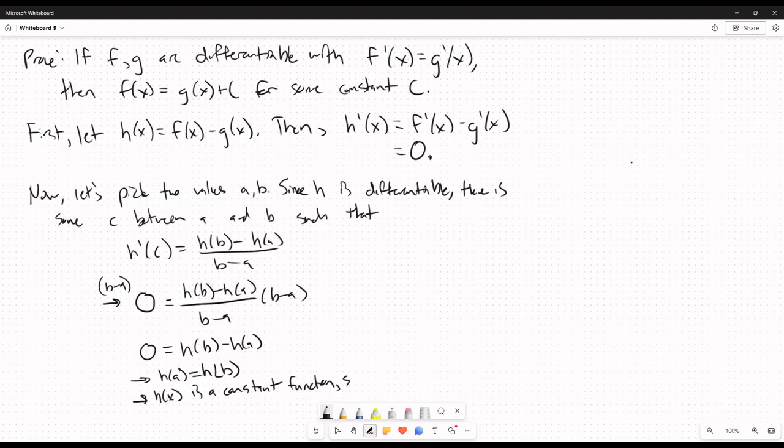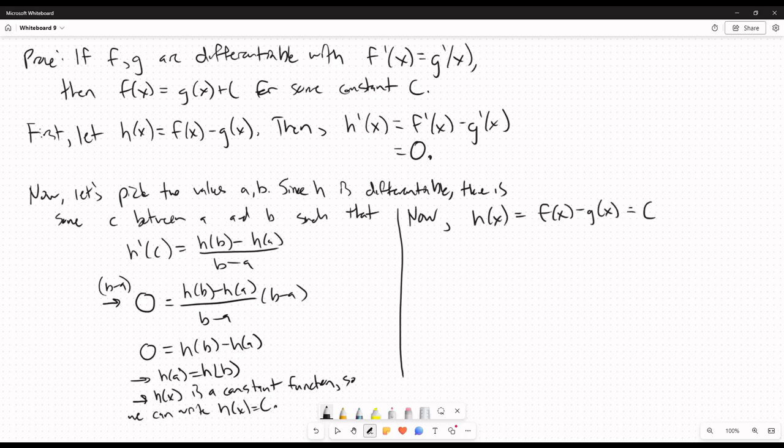So we can write h of x equals c. Because again, we just showed that no matter what two values you pick, they're going to have the same output. That's exactly what a constant function does. So we used the mean value theorem, and now let's go back and look at what we said. We just said that h of x is a constant function, but what was h of x? Well, h of x equaled f of x minus g of x, which also happens to equal some constant c.